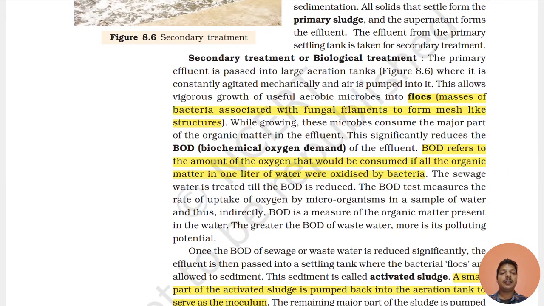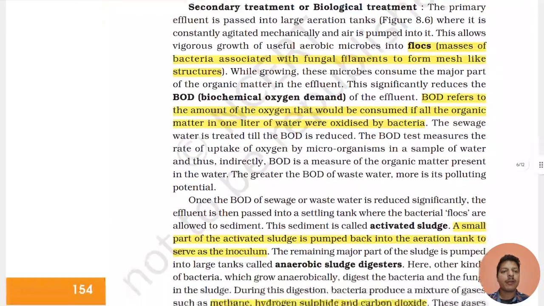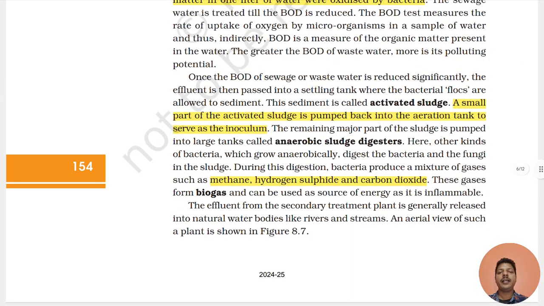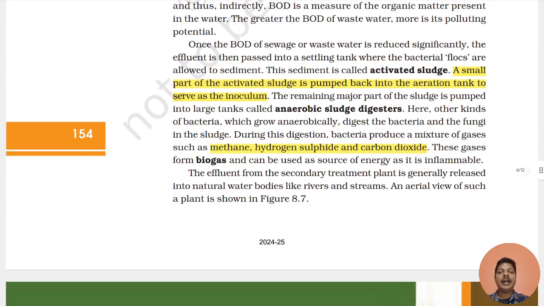Then biological oxygen demand. BOD refers to the amount of oxygen that would be consumed if all the organic matter in 1 liter of water were oxidized by bacteria. Then activated sludge. A small part of the activated sludge is pumped back into the aeration tank to serve as an inoculum or starter. Then the remaining major part goes to the anaerobic sludge digester, and here some more bacteria grow anaerobically. They digest the bacteria and fungi in the sludge, and it produces a mixture of gases such as methane, hydrogen sulfide and carbon dioxide, commonly called biogas.